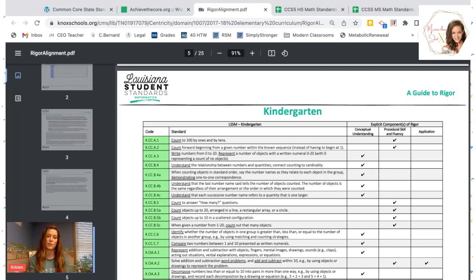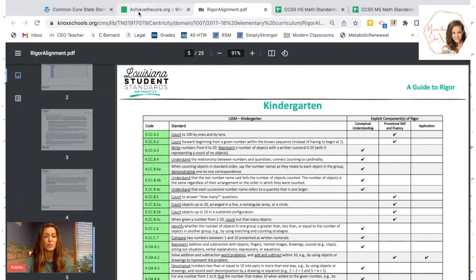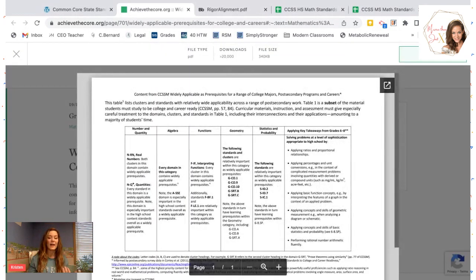How are you going to solve with that mathematics to answer the questions that you want to know? And then the analyze is really focusing in on this conceptual understanding. What do you think about that process? Where is it at? So, okay, we've looked at our standards. We can come here, we can see which domain of rigor they are, how they kind of fit in this model, solve, analyze component of mathematics, and now which ones are going to be more of a priority for us than others. And so you can go here and check out the widely applicable prerequisites for a range of college majors, postsecondary programs, and careers.